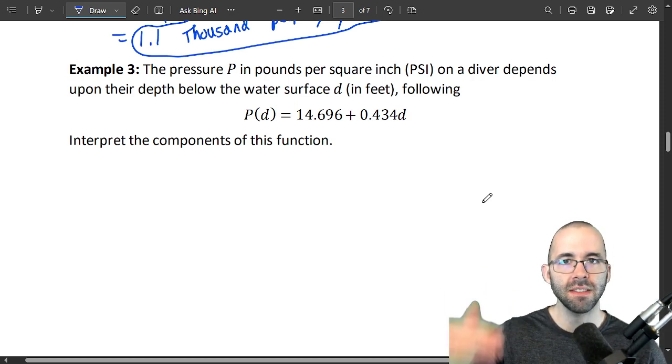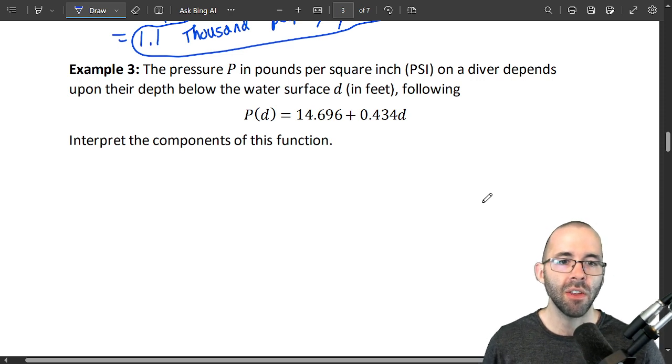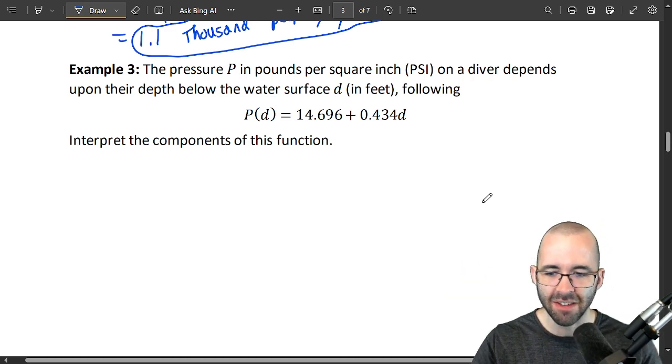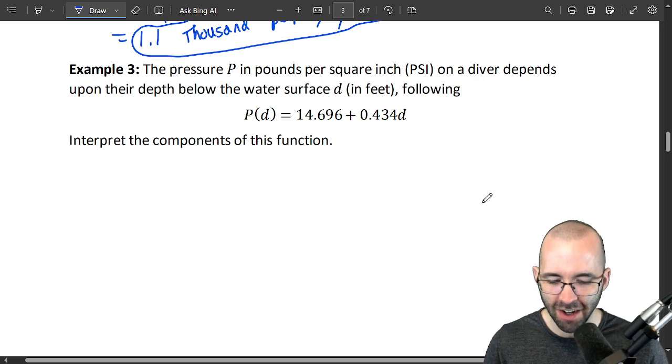They have to pause at certain depth levels so their body doesn't, I don't remember the science, but it's called the bends or something is what you get. I don't know if anyone knows something about diving. You probably know what I'm talking about. Hopefully I'm not messing it up.